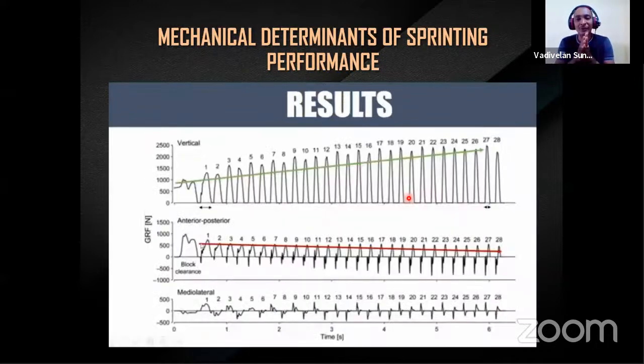So this graph shows the individual athlete's stride length. The first one you see actually starts here. The athlete takes the first step, second step, third step, and completes with 28 strides.